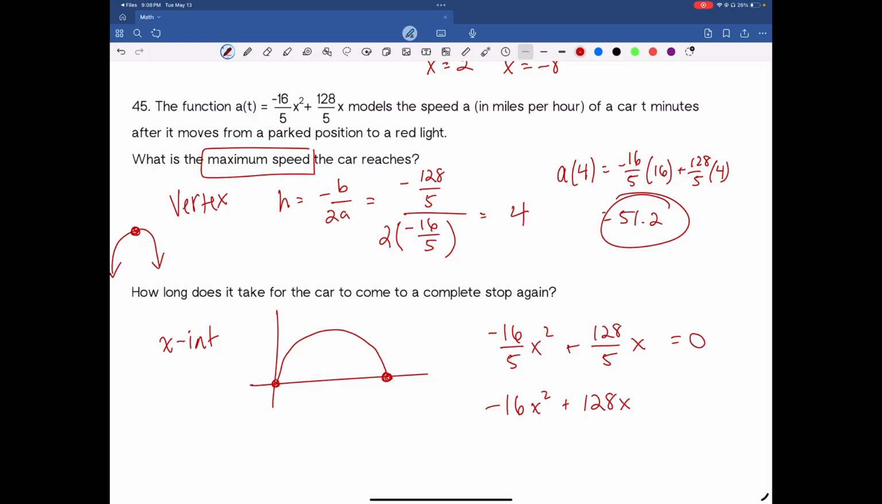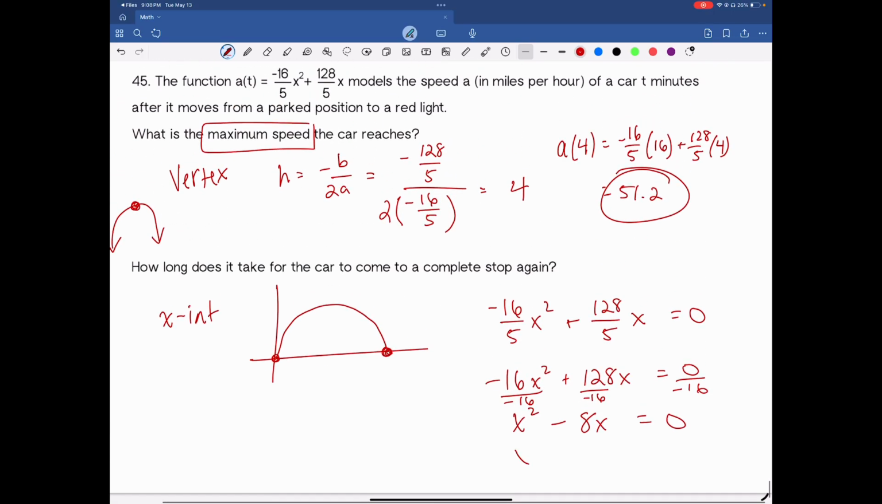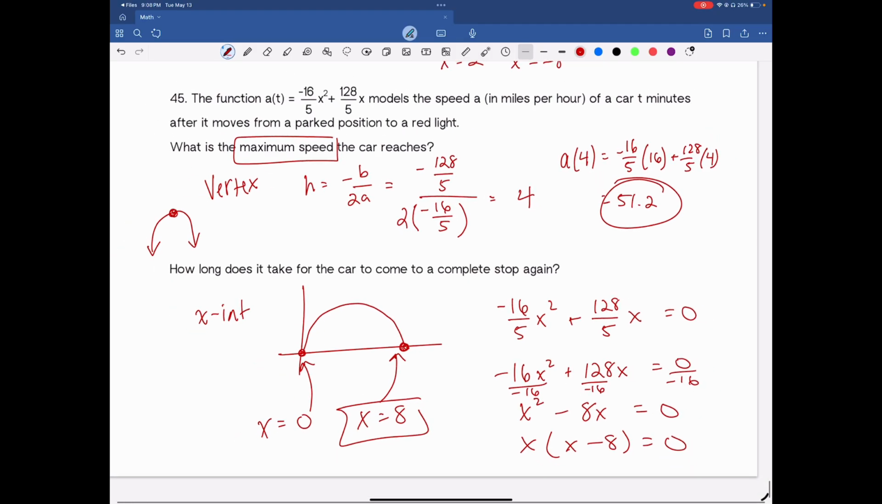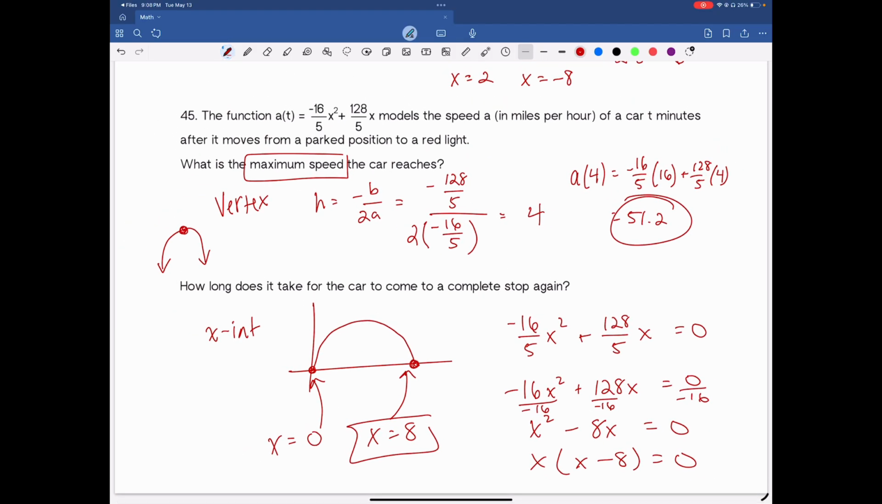And then we'll divide by negative 16, and that'll give us x squared minus 8x equals 0. If we divide everything by negative 16, and then to factor that, we could factor out an x, and we get x(x minus 8) equals 0. So x would equal 0 here, and then x equals 8 is where it comes to a complete stop again. So 8 time is going to be, I guess, in miles per hour. So that would be 8 hours.